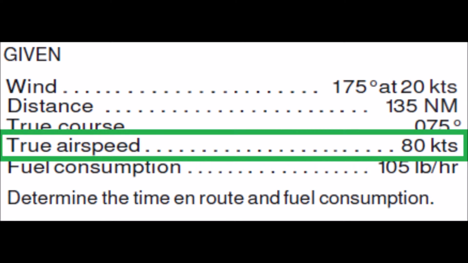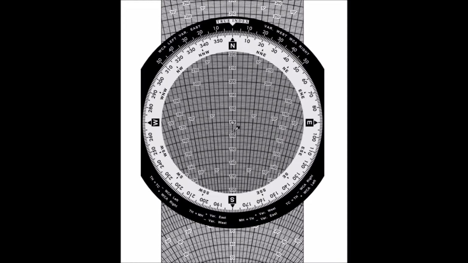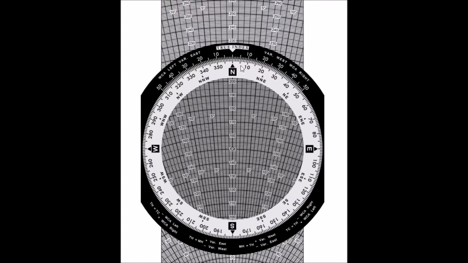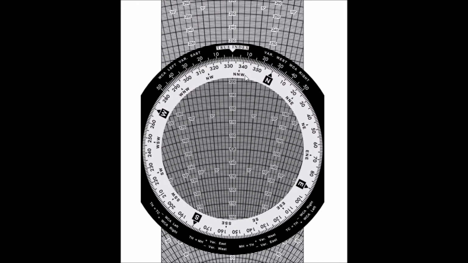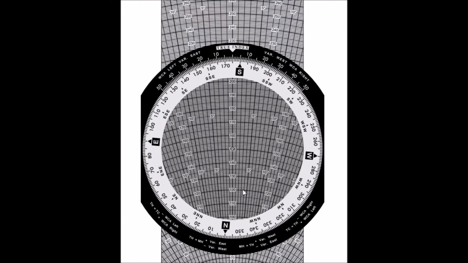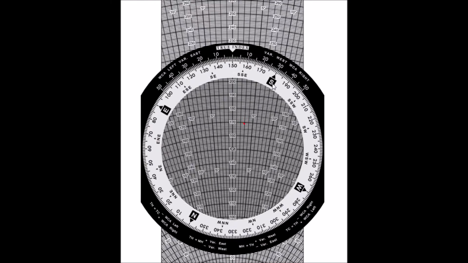So grab your E6B and set the center of the window to 150 knots. It is easier to use this as the center. Then rotate the E6B to where the wind is coming from. In this case, 175 degrees. Because the wind is 20 knots, let's put a mark on the 170 knots. So now, let's rotate the window to our true course of 75 degrees.